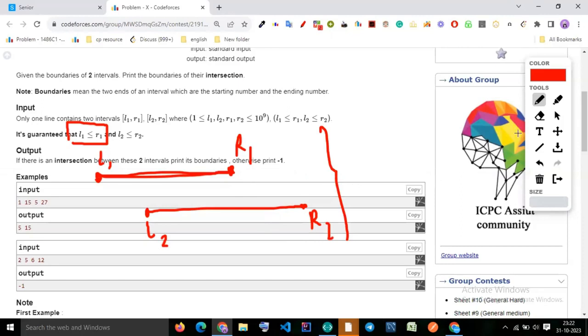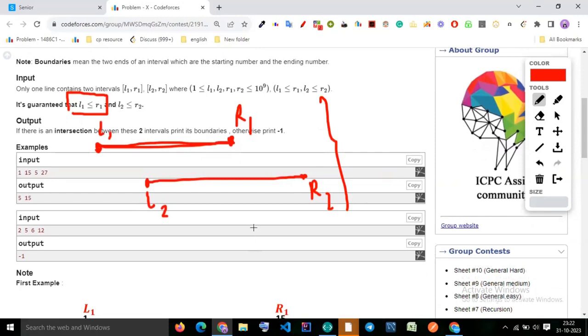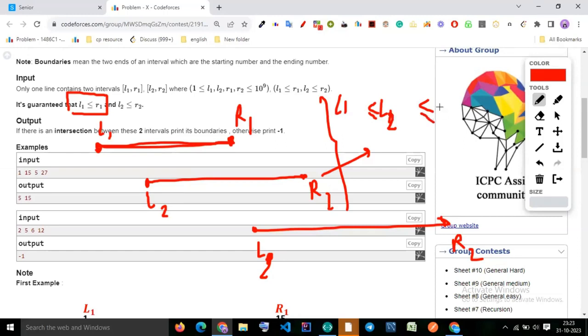What is the second possible case? L2 is less than L1. Let's say L2 is bigger than R1. Let's try to understand: the first case is L2 is in between L1 and R1. The second case is L2 is bigger than R1. Okay, what is the third?